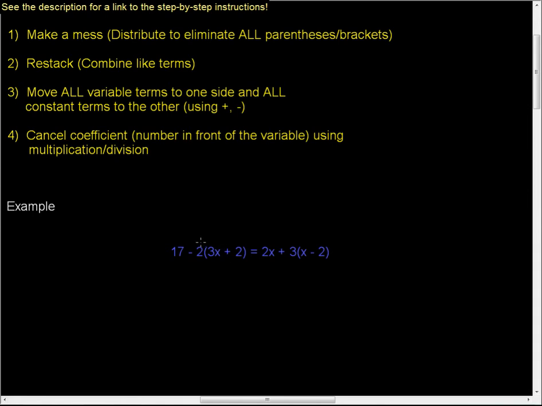So the way I do this is I circle the number and its sign up front of the parentheses or brackets. And that's just to tell me that's what I'm multiplying all the terms inside by. And I do this to both sides because I'm going to do this all at once. And then I just simply multiply it through. So I have 17, that didn't change. Negative 2 times 3 is negative 6x.